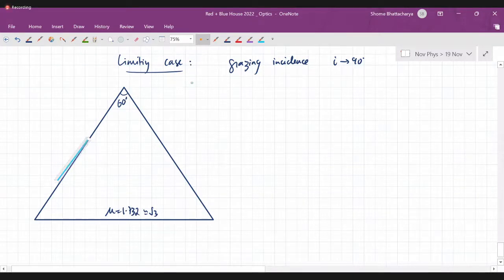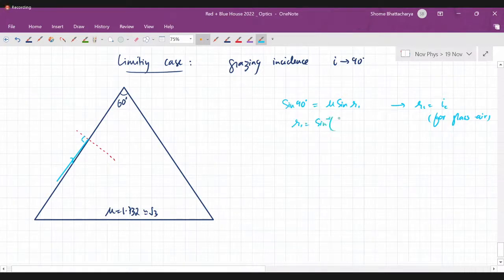So then we have to apply the reversibility concept to the critical angle idea. Okay. So what we'll realize is that the angle of refraction here will become critical angle. So sine 90 degrees is equal to mu sine R1. So this R1 will actually become the critical angle for that glass. You can see R1 will be sine inverse of 1 by mu. In this case, sine inverse of.